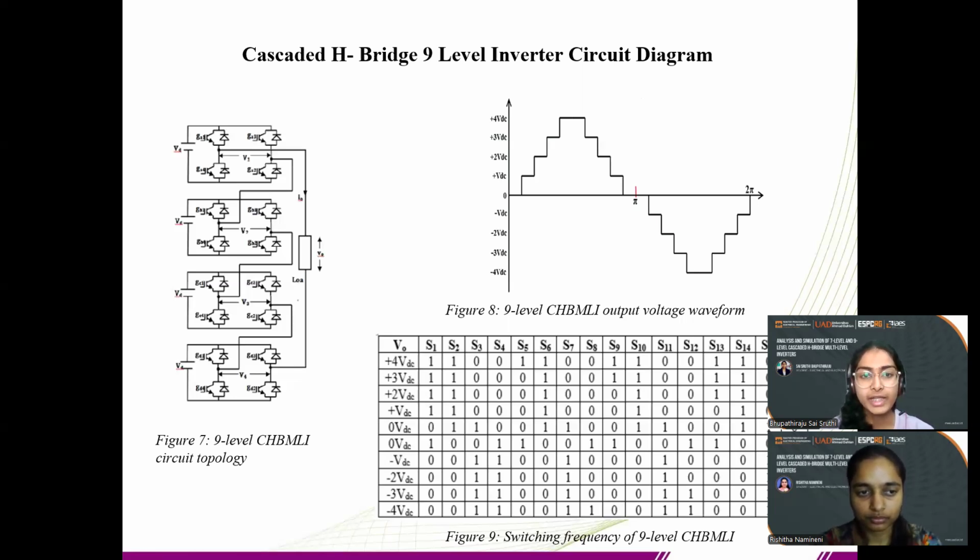The general structure of 9 level CHB MLI and its corresponding waveform is shown here. As we can see, a 9 level stepped waveform is shown, and it produces an output of 4 positive, 4 negative levels, as shown in the figure. Figure 9 illustrates the switching pattern of 9 level CHB MLI, showcasing how these 9 distinct voltage levels are generated. 0 represents a switch in the off state and 1 represents on, and turning the switches on and off in this pattern generates different voltages which are combined together to form the output voltage.